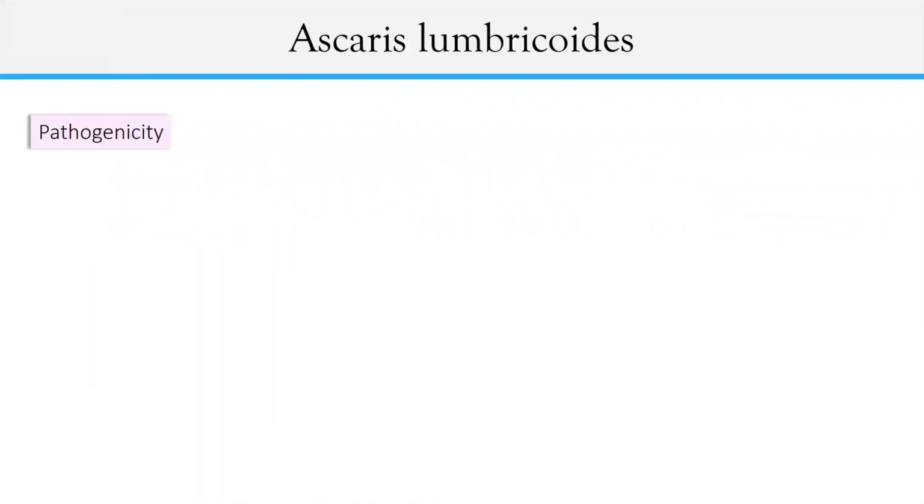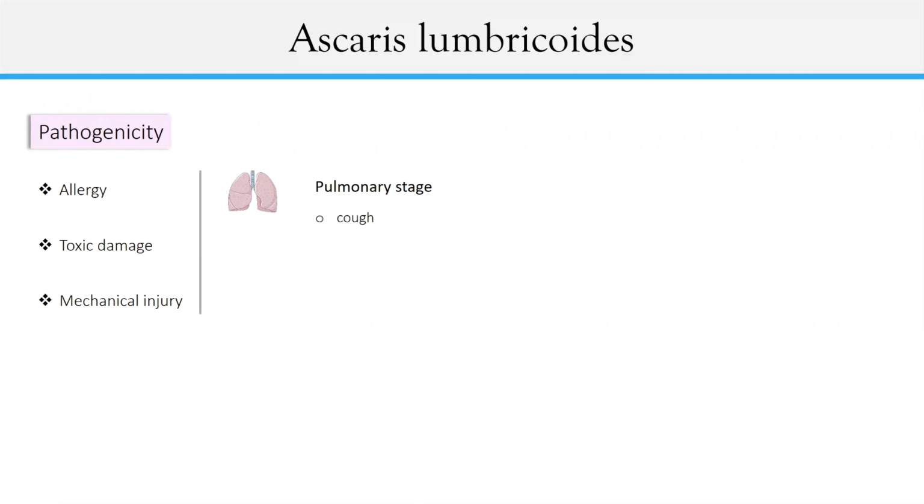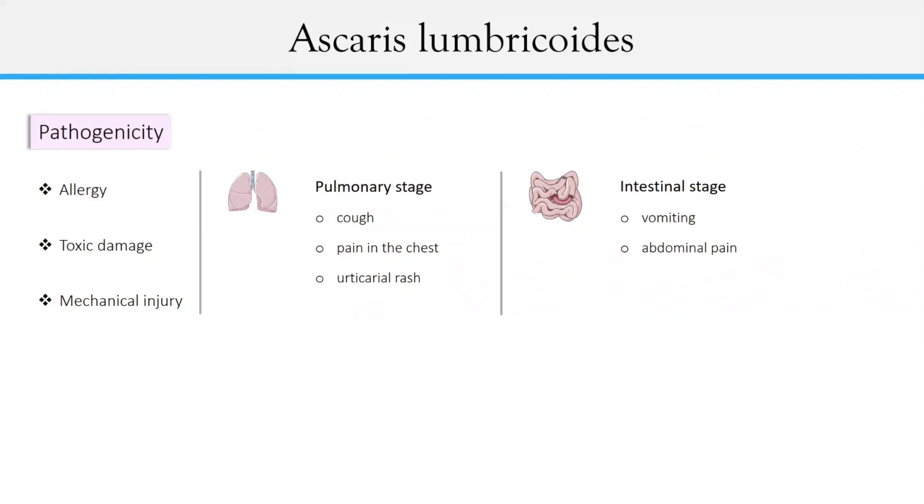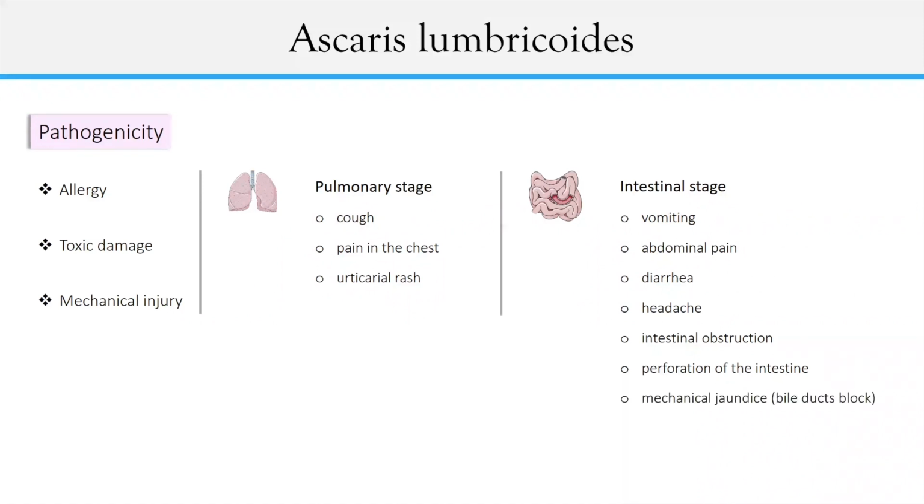Pathogenicity of Ascaris lumbricoides is associated with allergy, toxic damage, and mechanical injury. During the pulmonary stage, symptoms such as cough, chest pain may be present, and urticarial rash may also appear. During the intestinal stage, symptoms such as vomiting, abdominal pain, diarrhea, headache, intestinal obstruction, and even perforation of the intestine may appear, which is extremely dangerous and may lead to peritonitis and even death of the patient. Mechanical jaundice may also happen due to bile duct block.